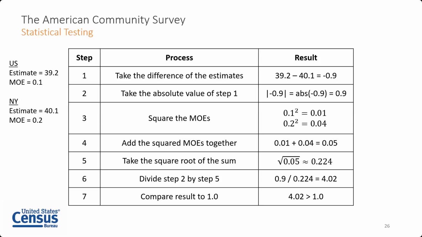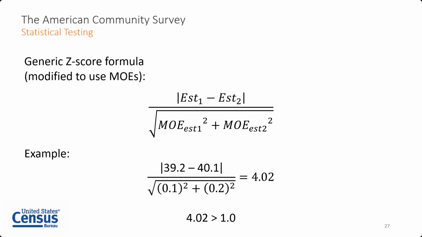For step 5, we take the square root of the sum of the squares from step 4. In this case, the square root of 0.05 is 0.224. We then divide the result of step 2 by the result we found in step 5. So we divide 0.9 by 0.224 to obtain a value of roughly 4.02. So in step 7, we compare our result to 1.0. Since 4.02 is greater than 1, we can say with 90% confidence that the median age of the population of New York is statistically different than the national median age.